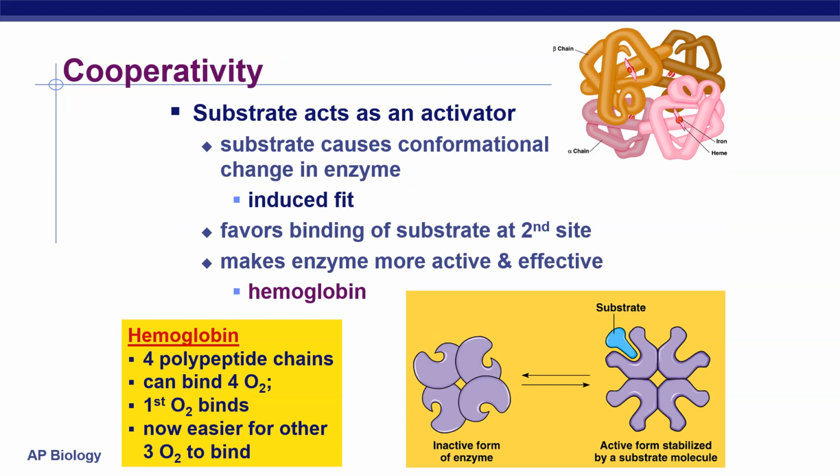Now, some substrates can act as an activator. Basically, the substrate causes a conformational change in an enzyme called the induced fit model, as we've discussed before. And what that does is favor the binding to a second site and make the enzyme more reactive and overall effective. Things like hemoglobin take advantage of this cooperativity, basically by working together, and what it does is allow the hemoglobin to bind a lot more efficiently.